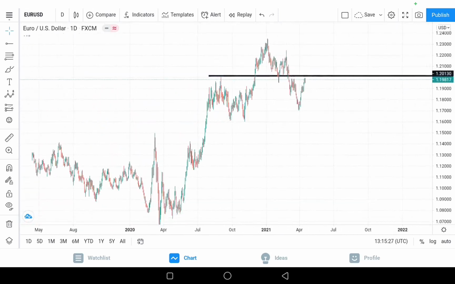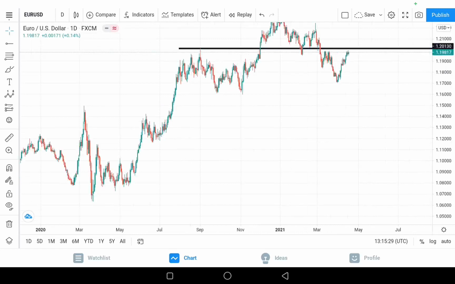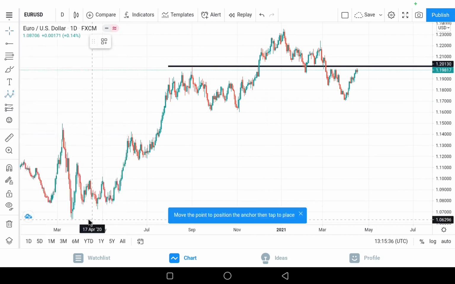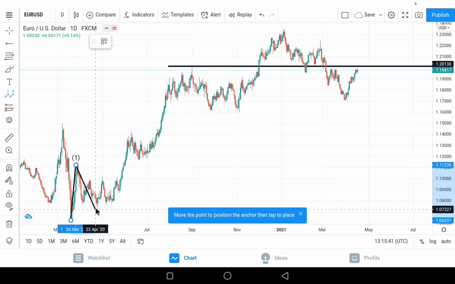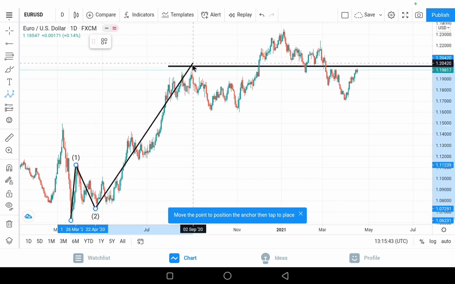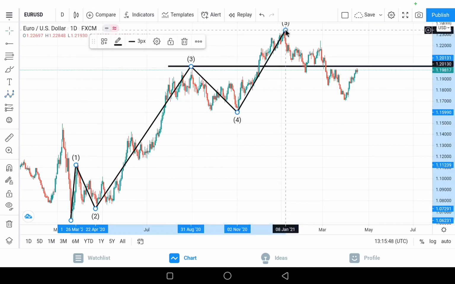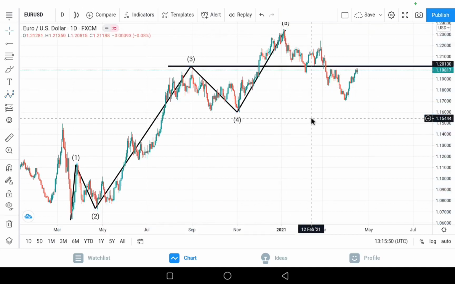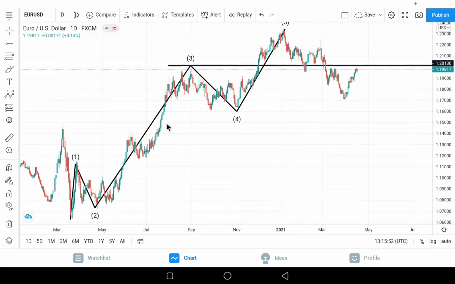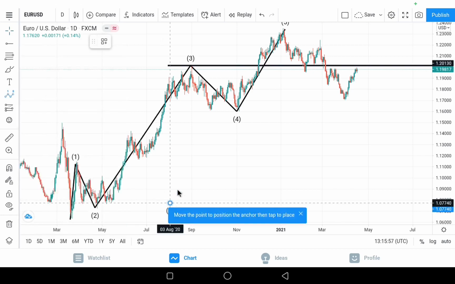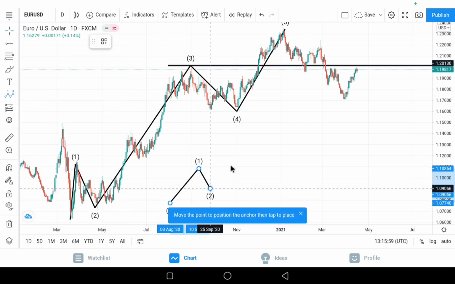Let me try to make it plainer for those who may not understand what we mean. So let me do it again. What we know already is that we have 5 waves done already: 2, 3, and 4 and 5. It means we have 5 waves done already. And let me try to put that here, to make a smaller one that will be illustrative enough.